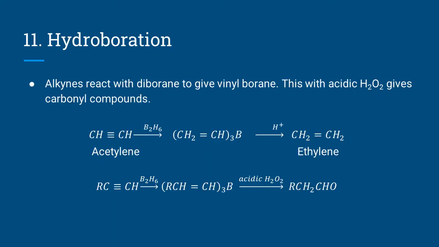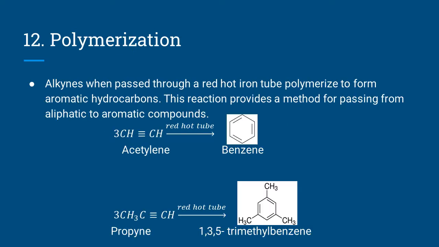So next is hydroboration reaction, that is addition of diborane to a molecule of alkyne. So acetylene reacts with the diborane to give vinyl borane. This vinyl borane on treatment with an acid forms ethylene. So higher alkynes react with diborane to form similarly vinyl boranes which on treatment with acidic hydrogen peroxide form carbonyl compounds as a product. The last reaction is polymerization.